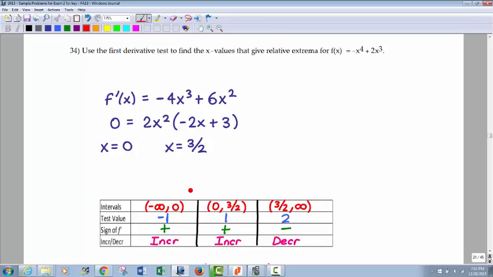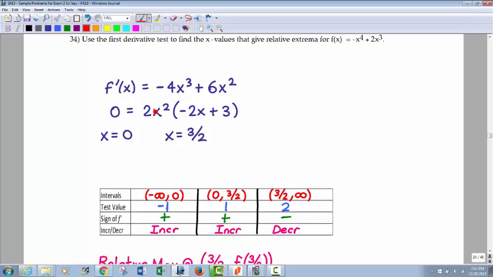No discontinuities, of course. So it breaks down, you have 0 and you have 3 halves, so you create 3 intervals. Pick test points. I use negative 1. I use positive 1. I use 2. Those aren't the only ones. Plug those into the derivative. You can use the factored form of the derivative if you want. In fact, if you notice this, you don't have to notice this, but if you notice that 2x squared would always be positive.